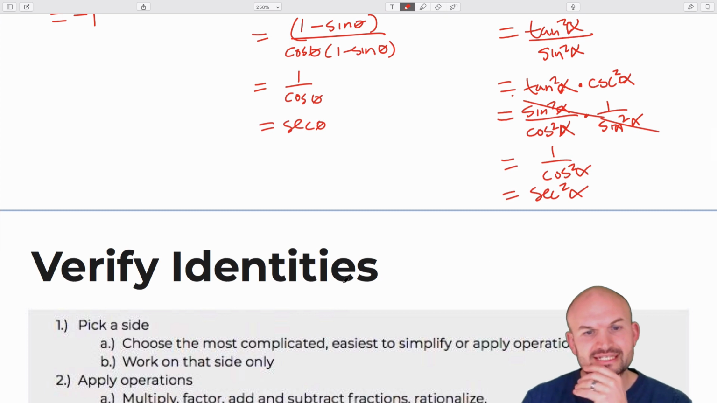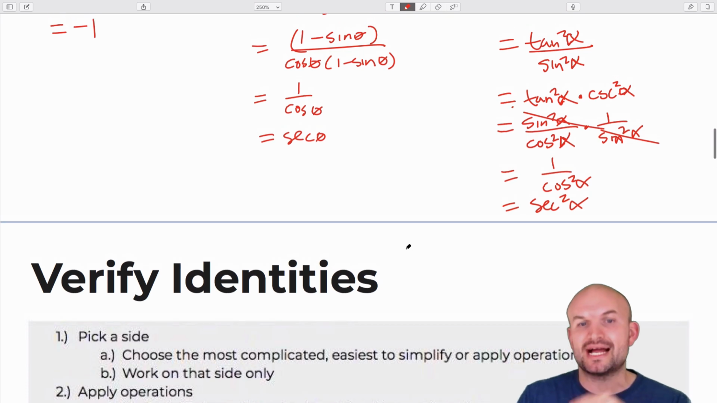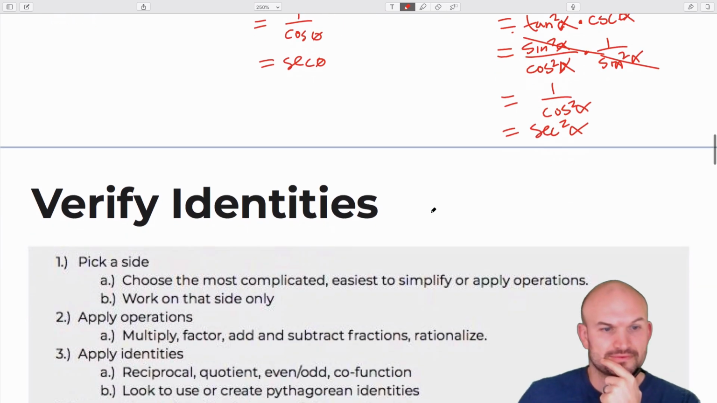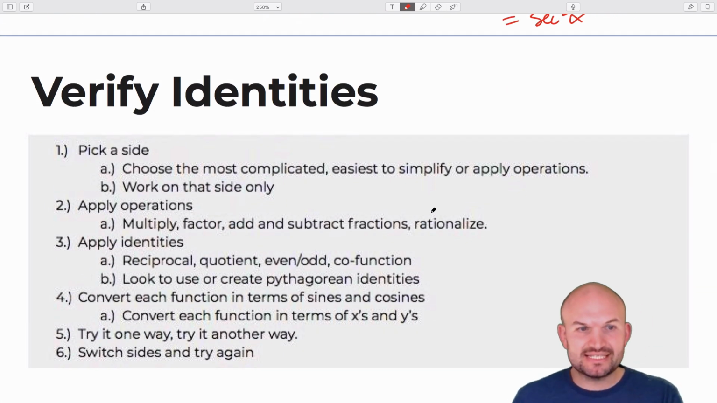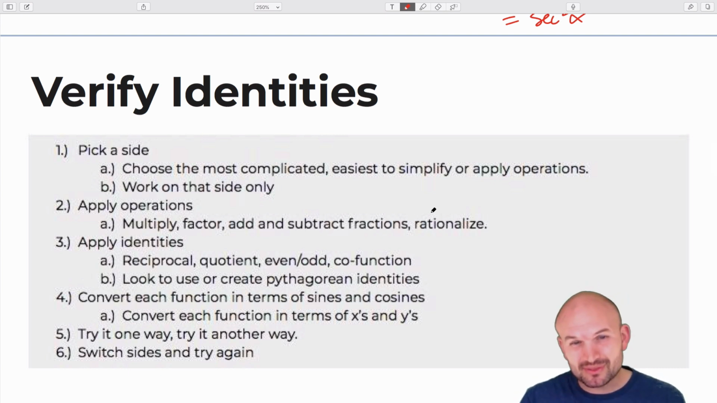And when I get to verifying identities, you can see that's exactly what we're really going to be doing in this chapter. This is really good practice for the students. So basically, when we have an identity, remember we're going to have a left side and a right side. And we're just going to pick a side. We're going to pick the side that's the most complicated, the easiest to simplify, to apply operations.